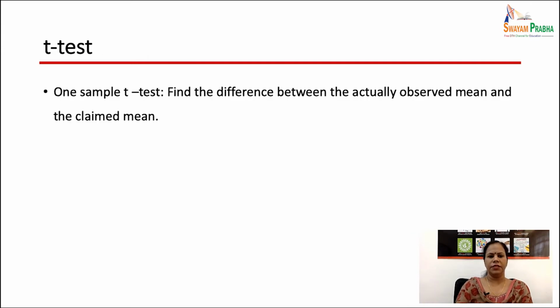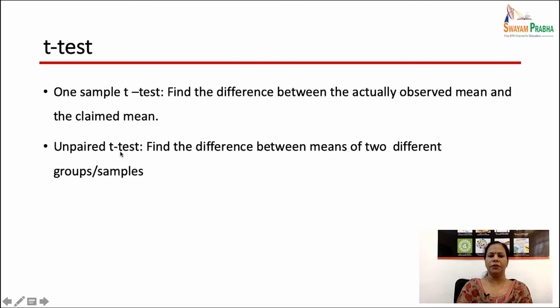Now there are different types of t-tests. First one is the one sample t-test. Through the one sample t-test we find out the difference between the actually observed mean and the claimed mean. So here we have only one sample, and whatever mean we get through our research study is compared with some known value, or you can say claimed mean. So we want to find out whether the mean observed through our research study is significantly differing from the claimed mean or not. That is known as the one sample t-test.